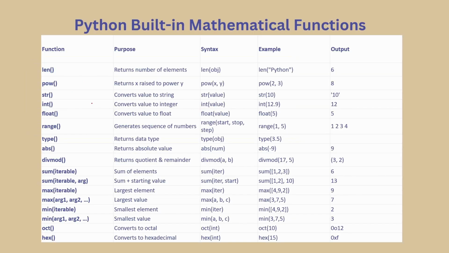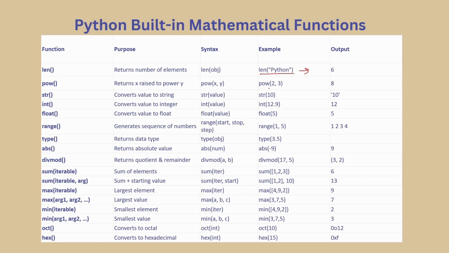Next we have Python built-in mathematical functions, like len, pow, str, int, float. So what is len? It returns the number of elements. Like when we say len of Python, the output is 6, because it calculates the length of Python and the output it gives is 6.